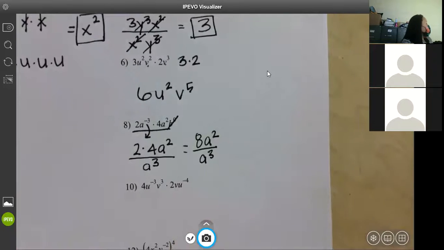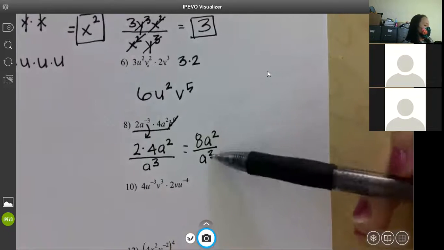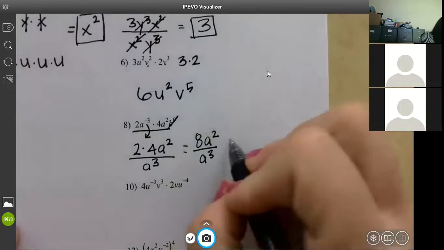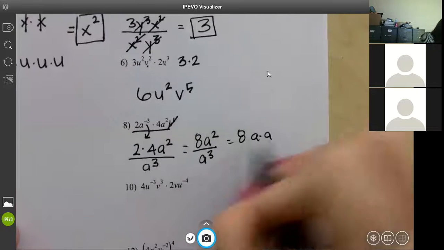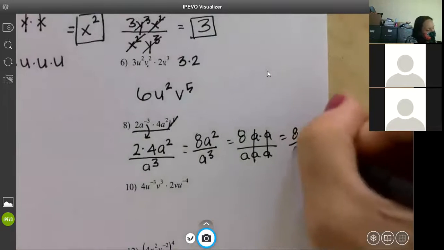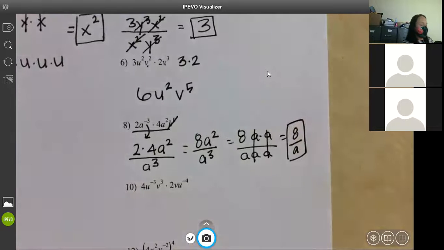So here's how I do it, cheater method wise. I have 2 on top, 3 on the bottom. What's the difference in 2 and 3? 1. Where's the biggest number, 2 or 3? 3 on the bottom, right? So I would have 1 left on the bottom. So wherever the bigger one is, that's where you're going to have it left over. If you can't see that, we have 2 a's on top, 3 on bottom. That leaves 1 on the bottom. So the difference in 3 and 2 is 1. Wherever the bigger power is, that's where you leave it. I left 1 on the bottom. Our final answer is 8 over a.